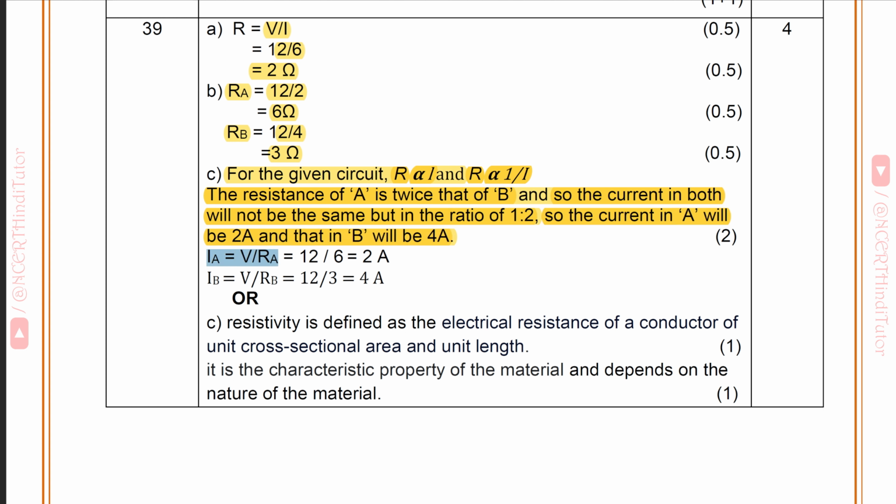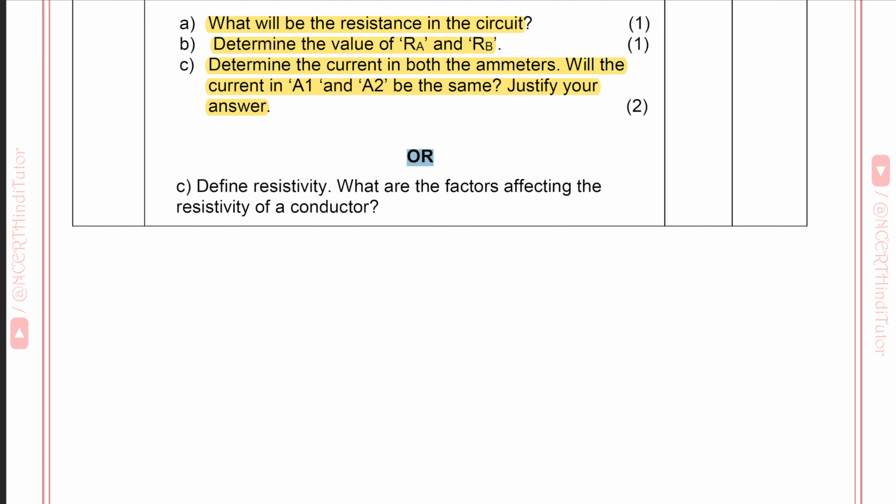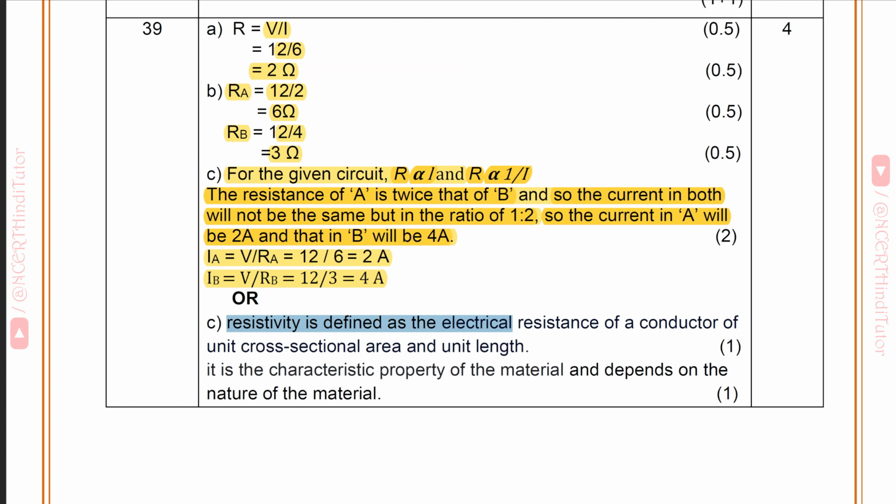IA is equal to V upon RA, that is 12 upon 6 is equal to 2 ampere, and IB is equal to V upon RB is equal to 12 by 3 is equal to 4 ampere. Or C. Define resistivity. What are the factors affecting the resistivity of a conductor? Answer. Resistivity is defined as the electrical resistance of a conductor of unit cross-sectional area and unit length. It is the characteristic property of the material and depends on the nature of the material.